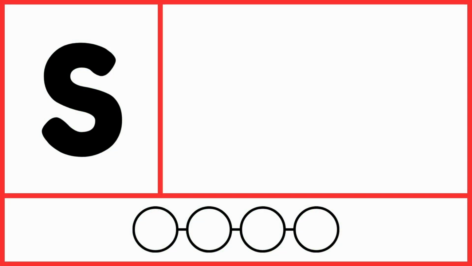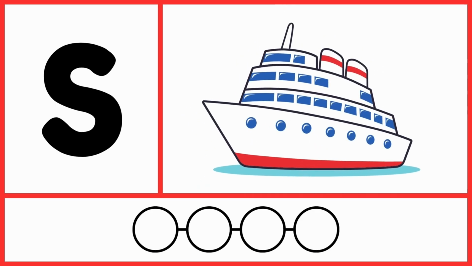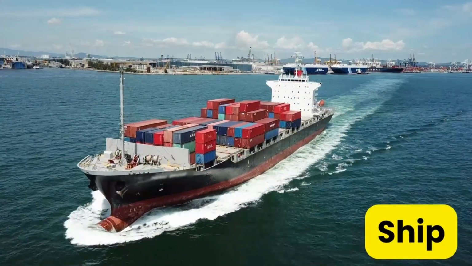S. S is for ship. Let's spell it. S, H, I, P. S is for ship. Ship.